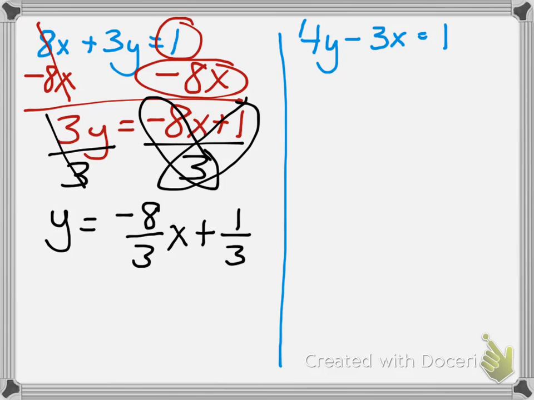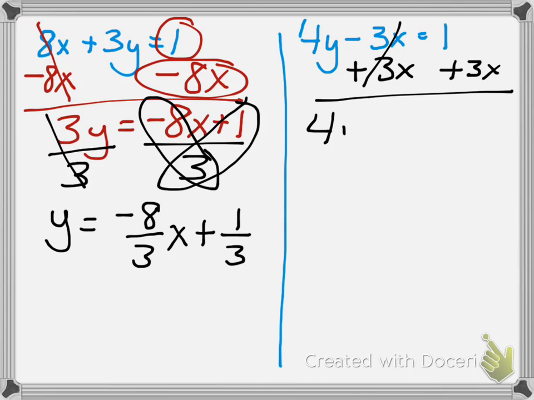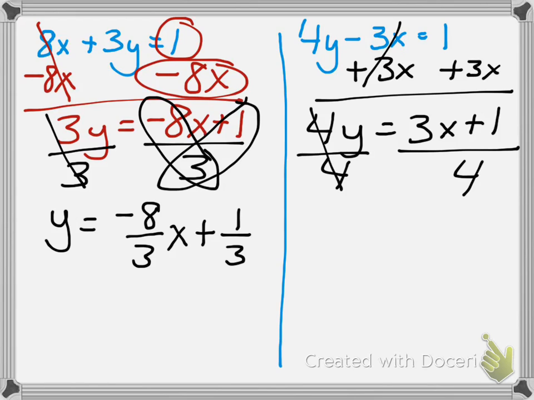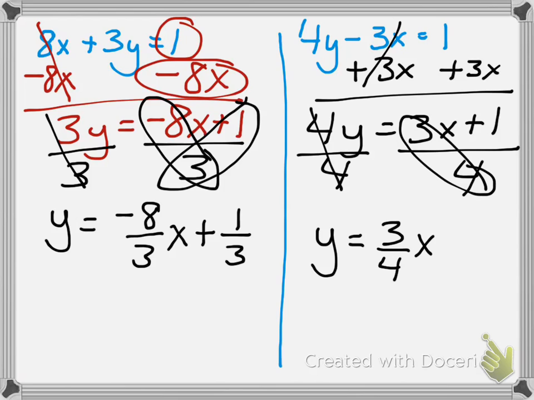On this side, I have a negative 3x, so the opposite would be addition, plus 3x, plus 3x. These will cancel. 4y will equal 3x plus 1. Divide each side by 4. And my final answer would be y equals 3 over 4x from here, plus 1 over 4 from here.